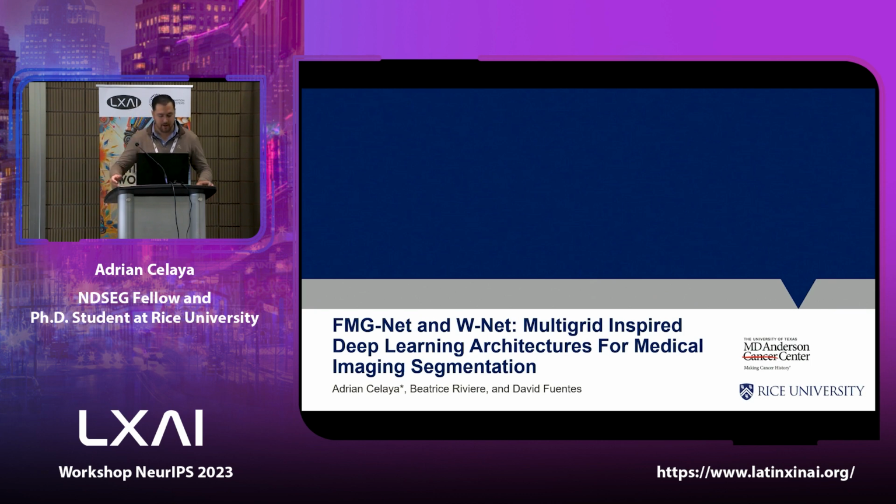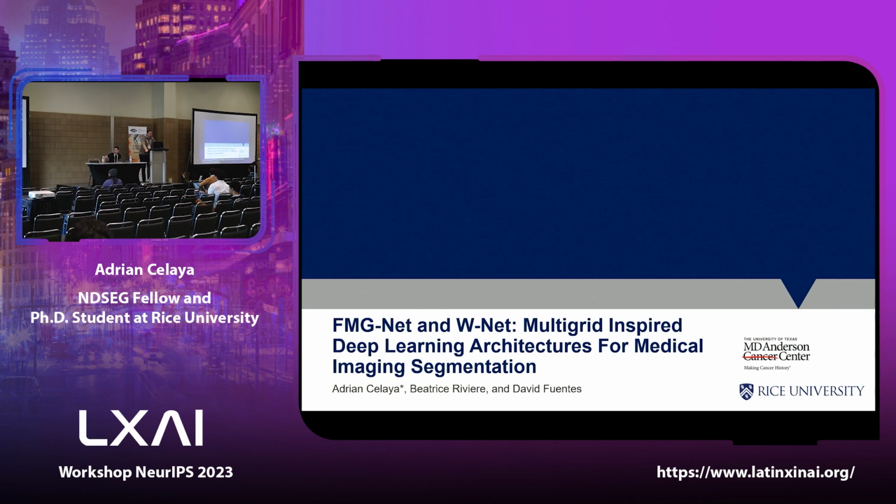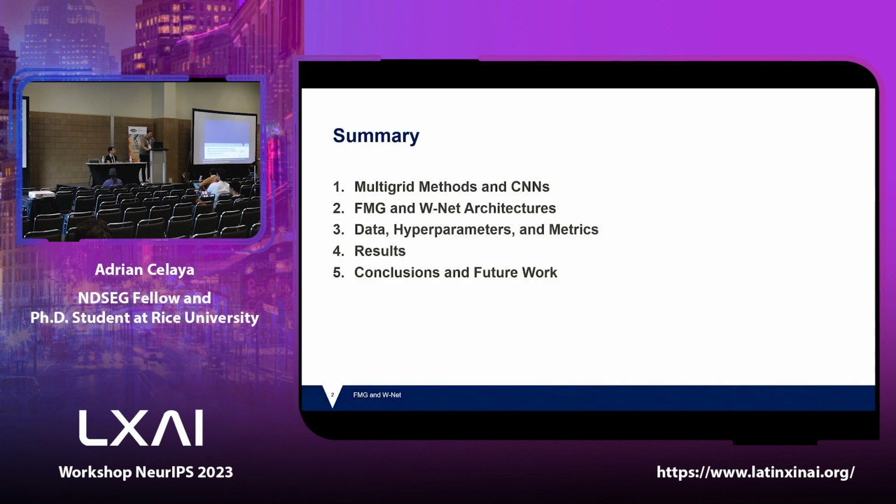The gist of what I'm going to be talking about today is using this notion of multigrid methods from numerical linear algebra to design new CNN architectures, and specifically the FMG-Net, or full multigrid net, and the WNet architectures that came from this, and how we use them to improve upon existing architectures for medical imaging segmentation.